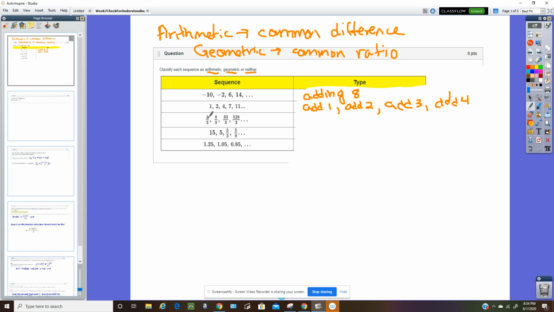This one, you're going from 2 to 8, 8 to 32. So multiply by 4. And this one here, 15 to 5, 5 to 5/3, you're dividing by 3, or multiply by 1/3.